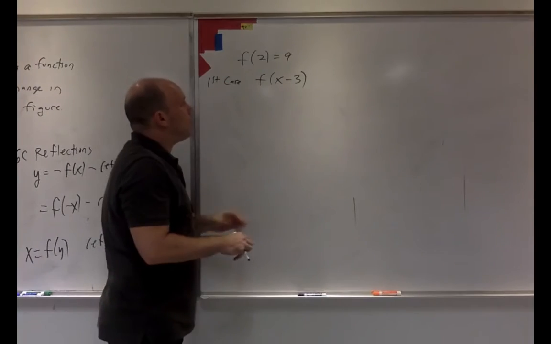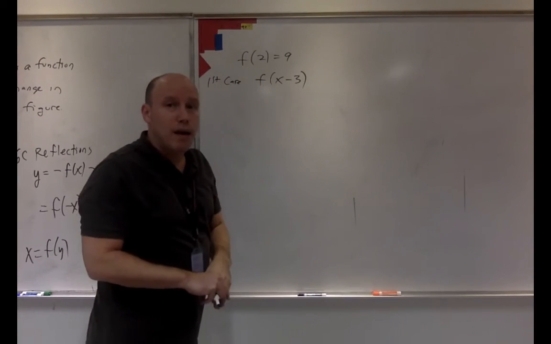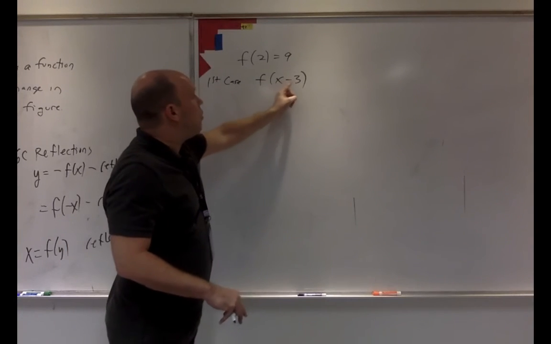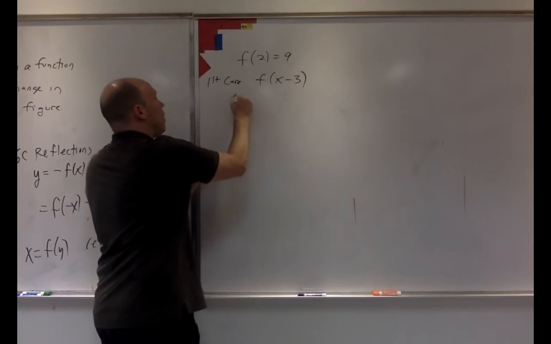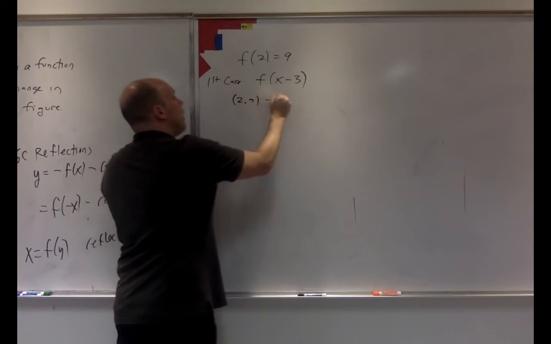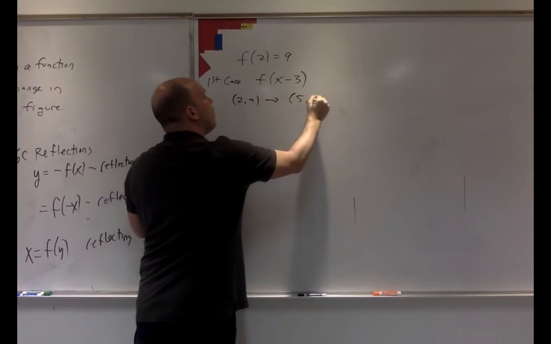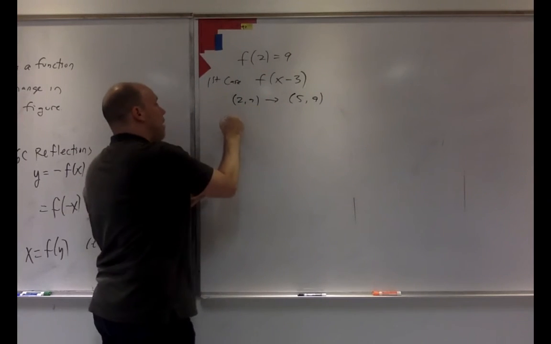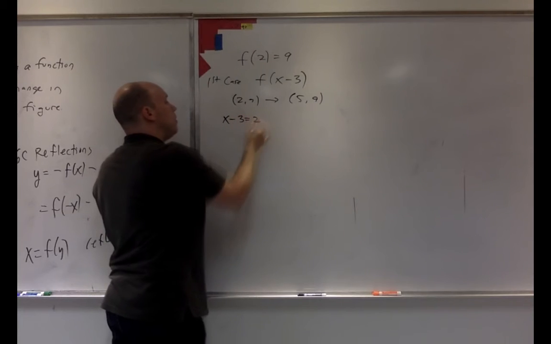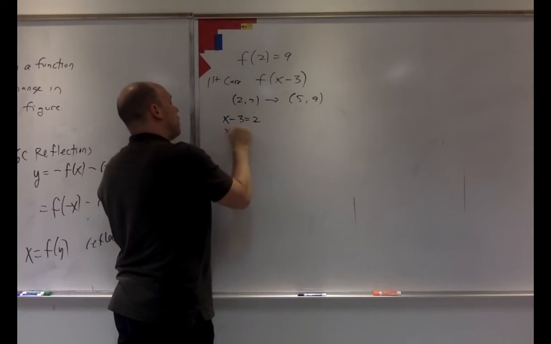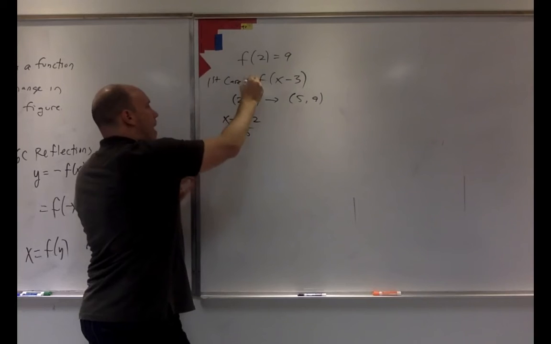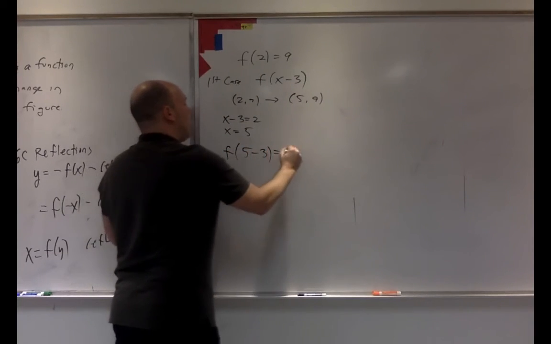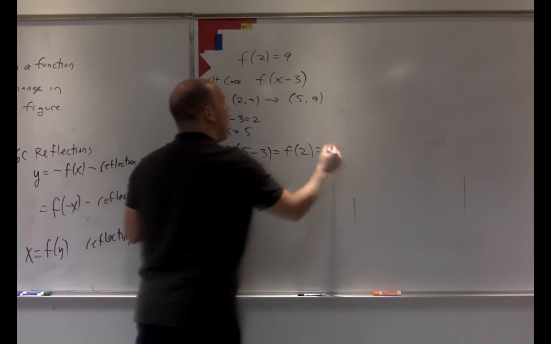You say, okay, that's easy, Mr. Adler. It's 3 to the right. Well, how do we figure that out algebraically? Well, you can look at this and you say, you know what? You said it's 3 to the right. Therefore, (2, 9) gets mapped to (5, 9). Algebraically, how are we going to do this? Set x minus 3 equal to 2, solve for x, and then stick it back in there. So f of 5 minus 3 equals f of 2, which is 9.